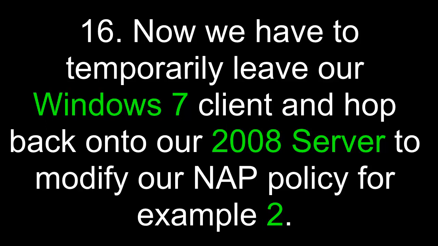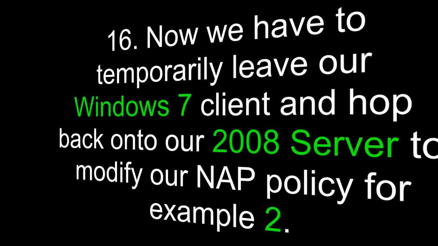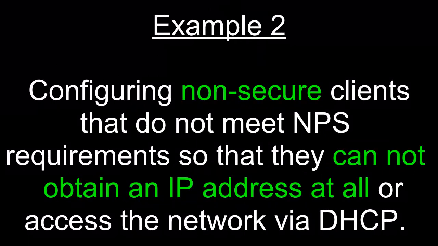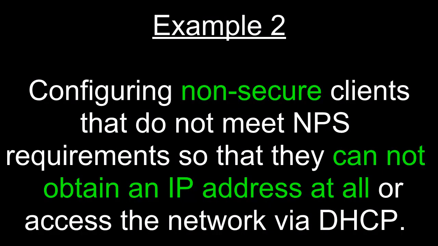We have finally arrived at stage 16 of our NAP endeavors. Now we have to temporarily leave our Windows 7 client and hop back onto our 2008 server to modify our NAP policy for example 2. Remember example 2? This involves configuring non-secure clients that do not meet NAP requirements so that they cannot obtain an IP address at all or access the network via DHCP.